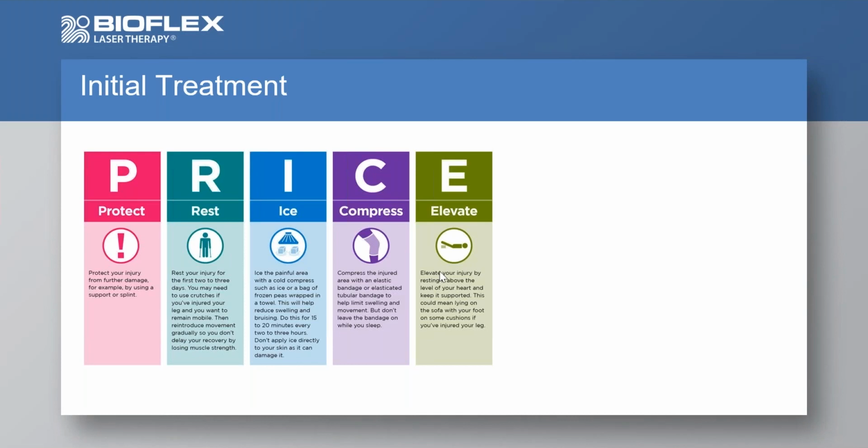Initial treatment, really, we all are aware of this. RICE, or actually PRICE now as it's known, P being protect from further damage. So let's say on a basketball court, I used to play a lot of basketball. What you want to do is tighten up the laces of your preferably high top basketball shoe to protect it. You can use a splint or whatever you have just to ensure that no further injury occurs.